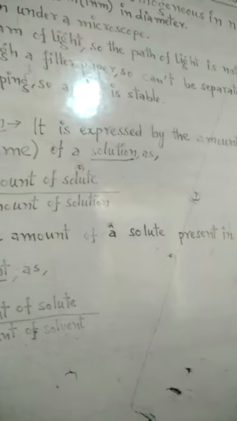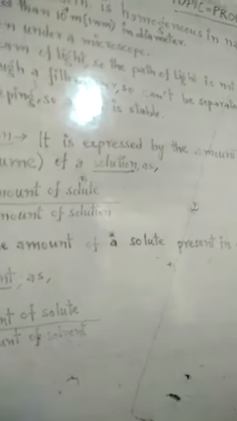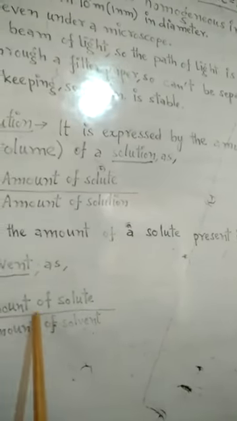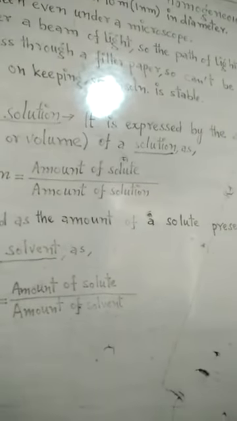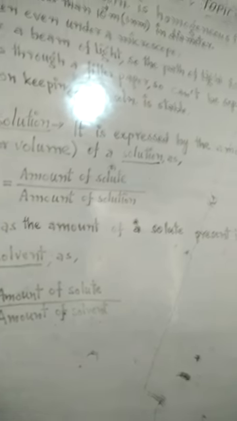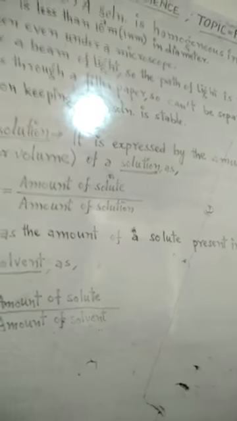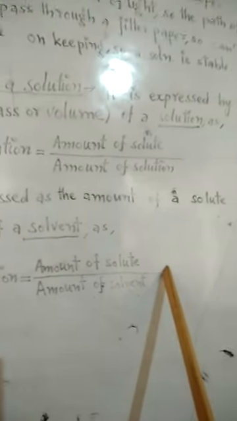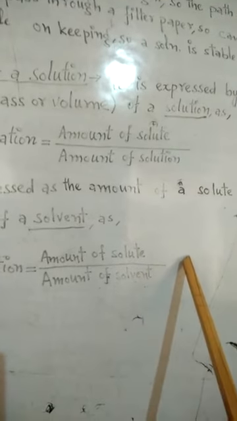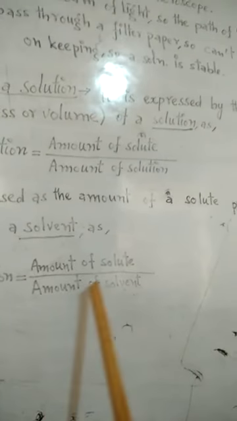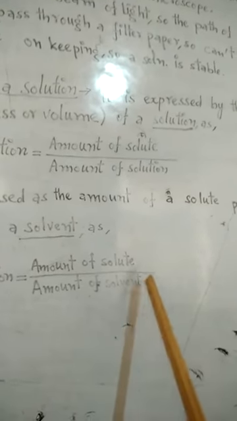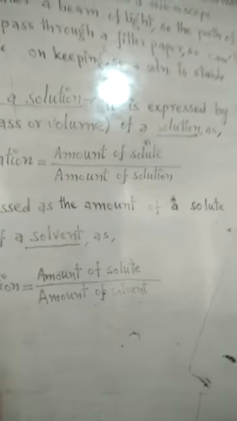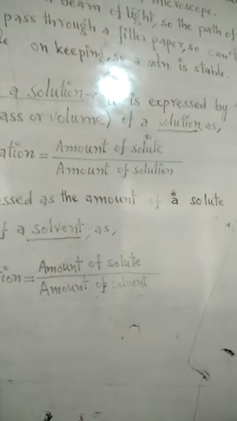It may be mass or volume of a solvent, as concentration is equal to amount of solute divided by amount of solvent. Here concentration is equal to amount of solute. Again, it may be mass of solute divided by mass of solvent, or volume of solute divided by volume of solvent. Here it is solvent instead of solution. This equation gives us the concentration of the solution.